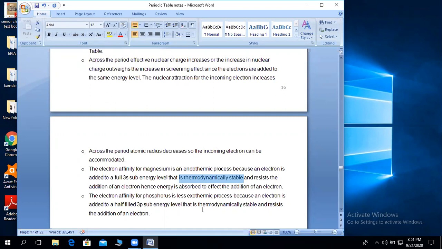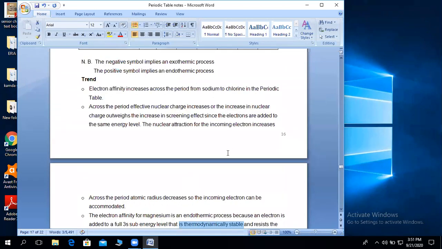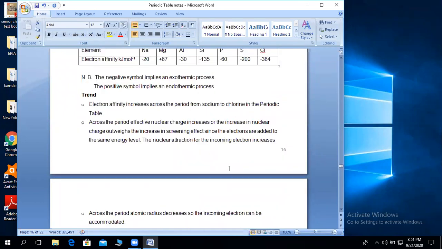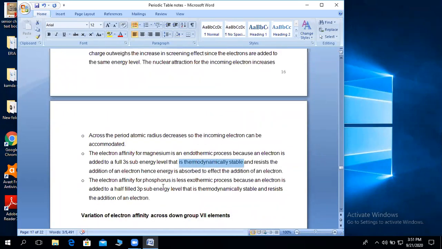The electron affinity of phosphorus, as you can see, is a less exothermic process. It is less exothermic compared to the others, because an electron is added to a half filled orbital. That means when you write the electronic configuration for phosphorus, this must be the 3p3 sub-energy level, that is thermodynamically stable and resists the addition of an electron.